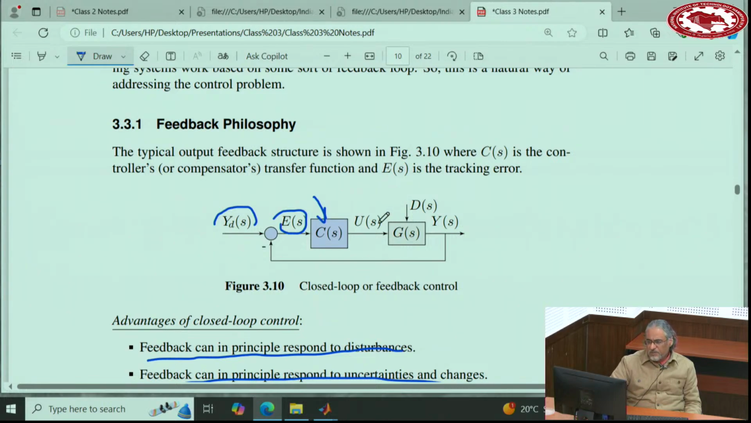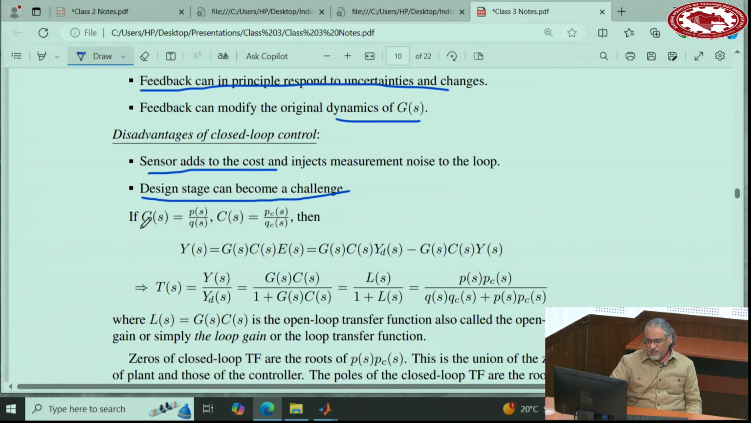Why? The reason is here. Let's say this is the transfer function of the plant. This is the transfer function of the controller, right? So output is G into C into the error, and error is YD minus Y. So from this equation, you can derive the transfer function from the desired output to the actual output. That will be this transfer function. So in open loop, the transfer function is just G into C. In the closed loop it is G into C divided by 1 plus G into C.